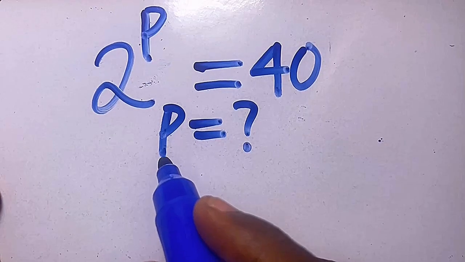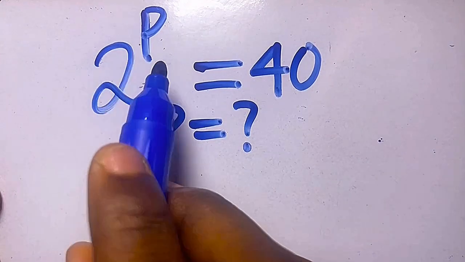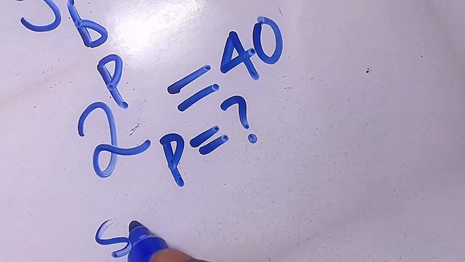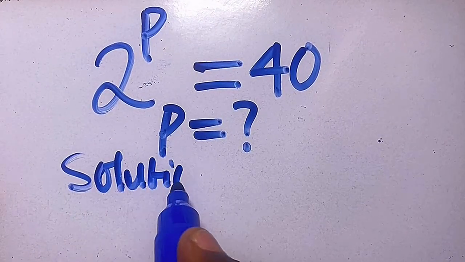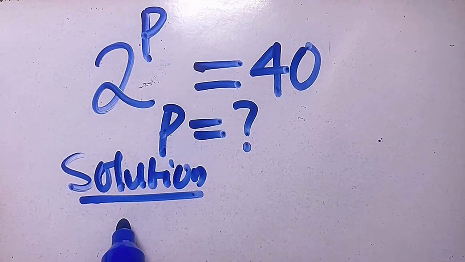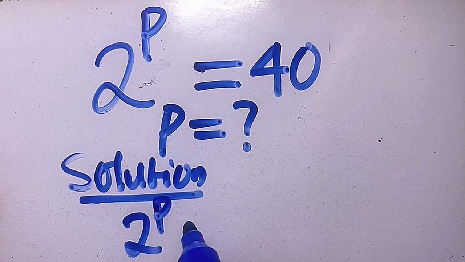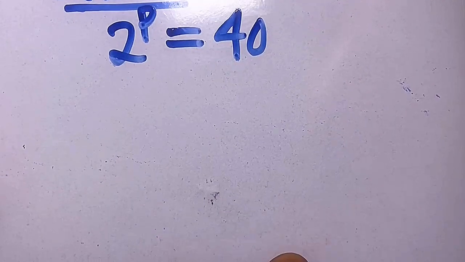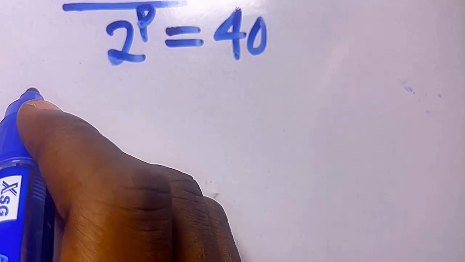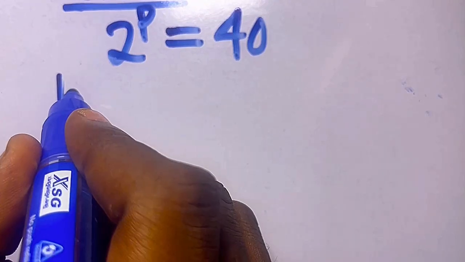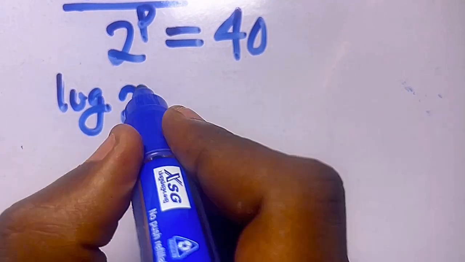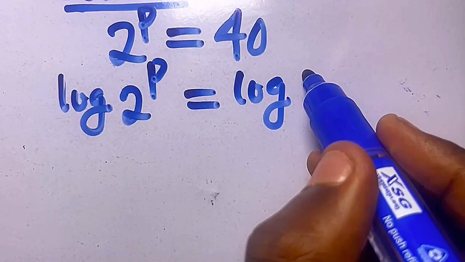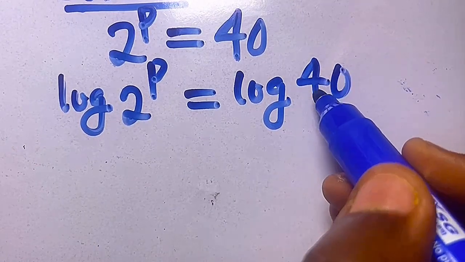So we want to solve for p in 2 raised to power p equals 40. So let's say solution. We have 2 raised to power p equals 40. So from here, we introduce log to both sides. So we have log 2 raised to power p equals log 40.